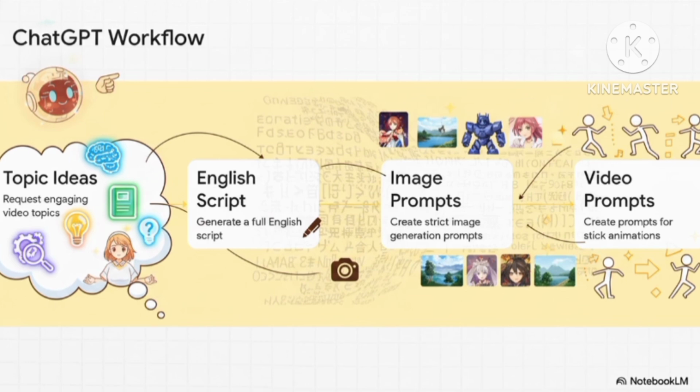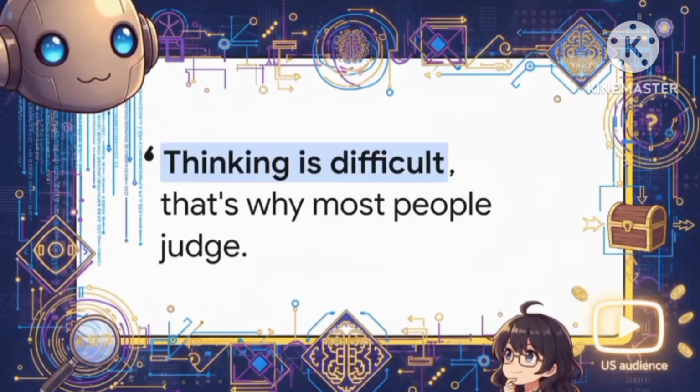But we don't stop there. Step 3 involves prompting the AI to break that script down scene by scene, writing out specific image prompts for every single moment. And finally, Step 4, ask it to write animation prompts for those images. Just like that, in a matter of minutes, you've got a fully written English script and a complete blueprint for your visuals. Now, if you're kind of worried about the quality of an AI-generated English script, check this out.